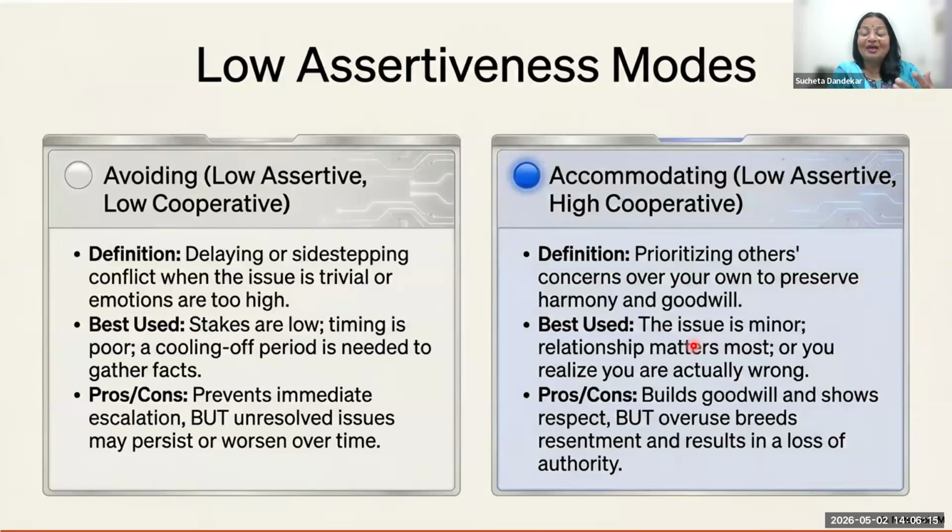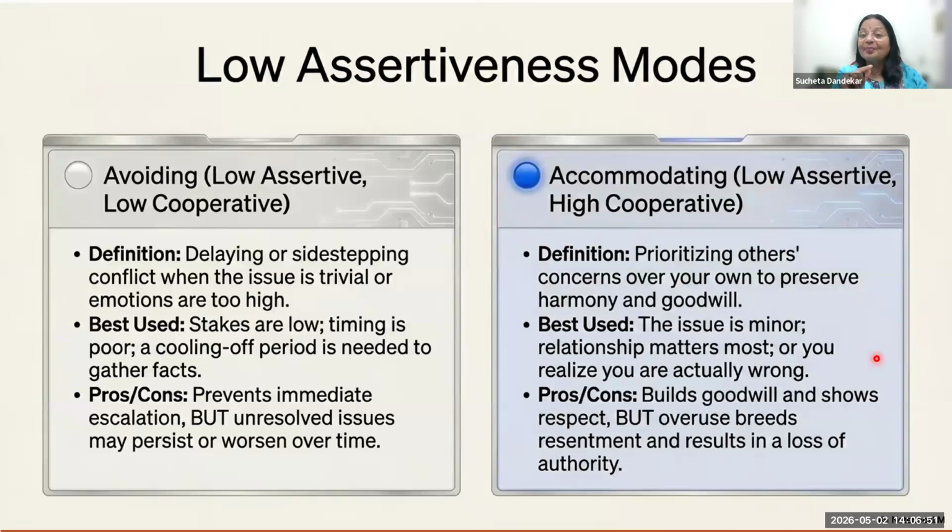And as we age, I think we become, I at least have been, using this more often than not. But when is it best used? The issue is minor. The relationship matters the most. I feel, no, let me just give in. Or it could be when you actually realize that you were wrong. Someone nicely points it out to you, and you realize, oh my God, why didn't I think of it like this? I was not aware.